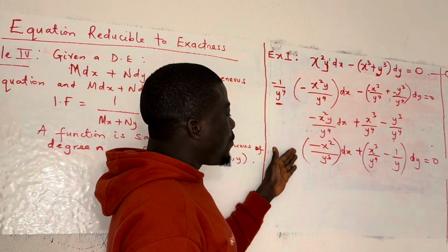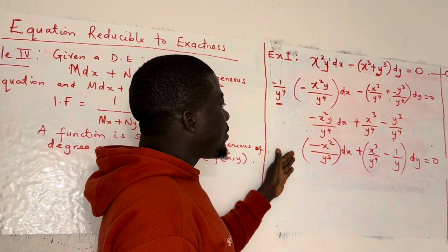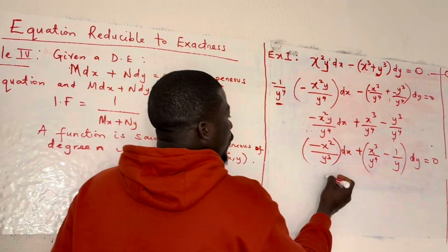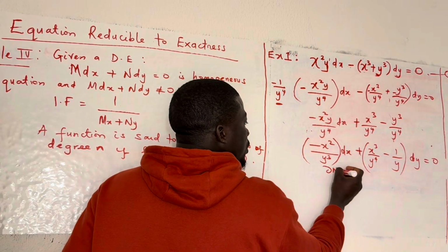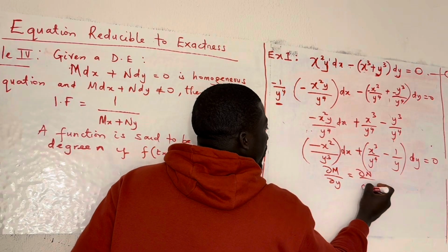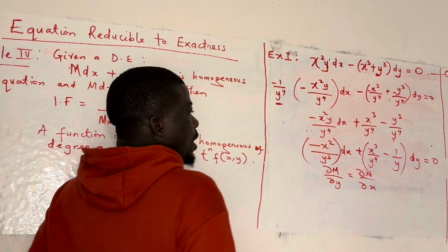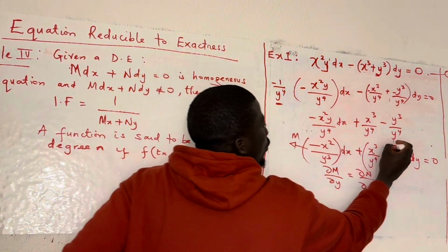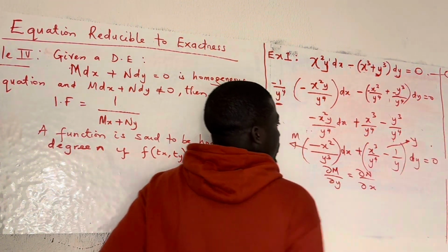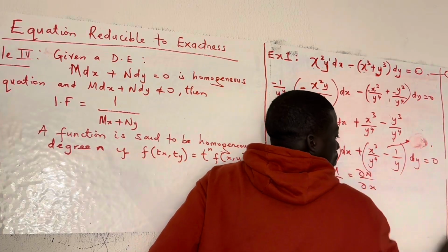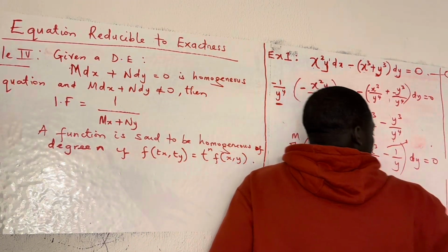So having said that, the next thing is to show if this equation is exact. For this equation to be exact, we know our partial M over partial y must be equal to partial N over partial x. Now, the whole of this is our M, and the whole of this is our N.